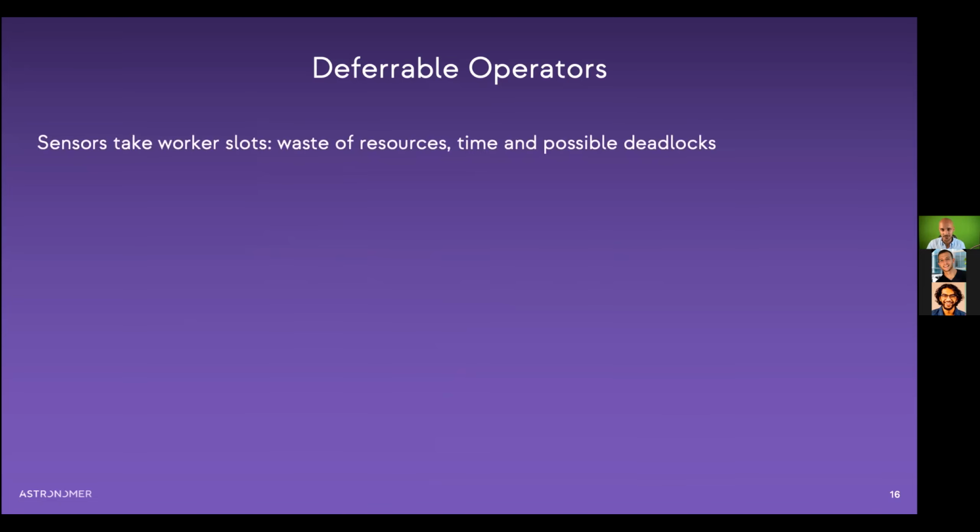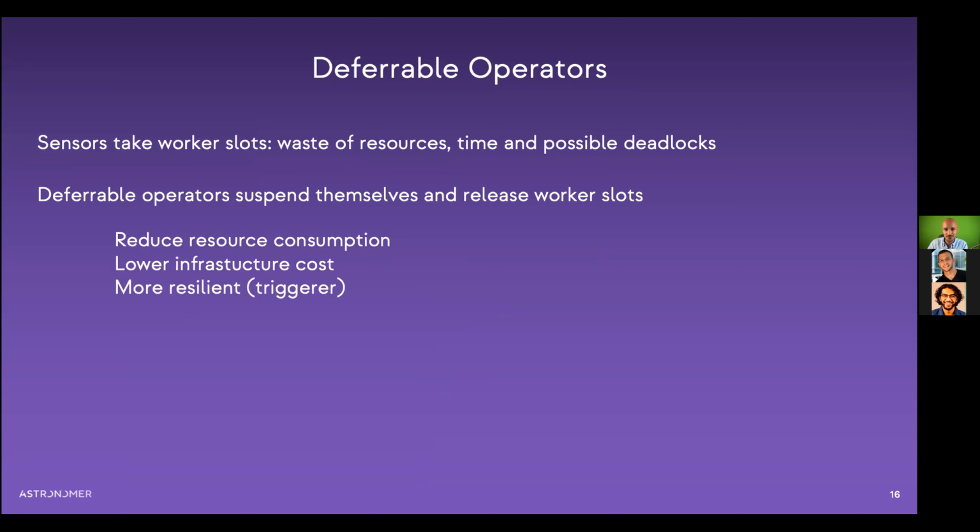So sensors take worker slots. Each time you have a sensor waiting for something, you have a worker slot that is taken. And this is a waste of resources and time, and you can end up with possible deadlocks. Because that sensor will wait for a long period of time, and you are waiting for something that will happen sometimes, but you don't know when. So instead of using sensors, with the deferrable operators, those operators are able to suspend themselves and release worker slots so that you can execute other tasks while they are waiting, which is great. That reduces resource consumption, lowers infrastructure cost, and they are more resilient.